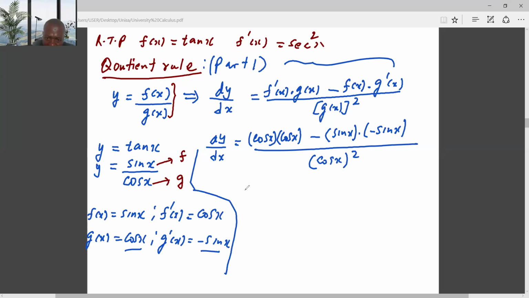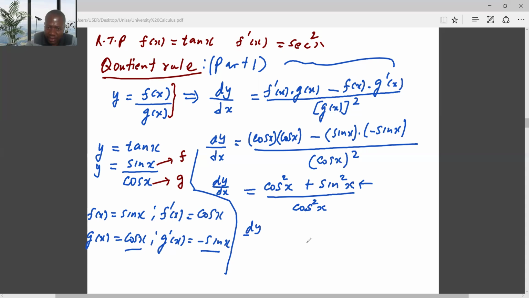Right, now let's simplify this, ladies and gentlemen. This cos times cos is cos squared x, plus sine and sine, it's sine squared x, divided by the denominator, cos squared x. But according to the identities, we know that sine squared plus cos squared is equal to 1. So this becomes 1. So dy over dx becomes 1 over cos squared x.